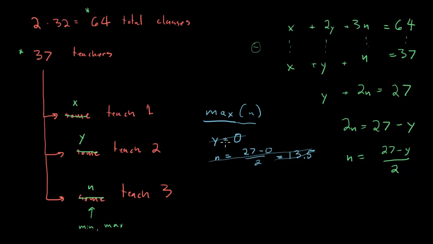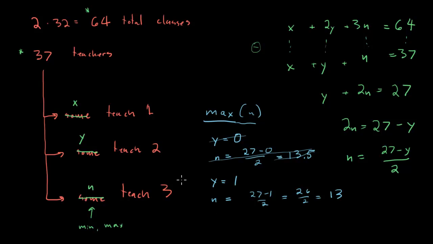Well, we tried a y of 0. That was taking away as little as we possibly could, and it didn't work. Well, let's see if we can go with the next best thing. Let's say y equals 1. All right, if y equals 1, then n equals 27 minus 1 over 2, or 26 over 2, or 13, and that is much better. It makes sense to have 13 teachers. And actually, I guess we've done it. We have found our maximum value of n.